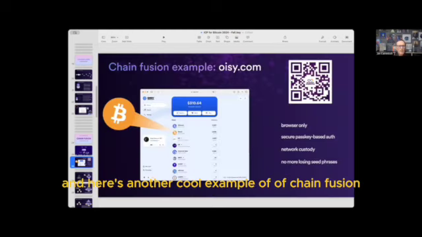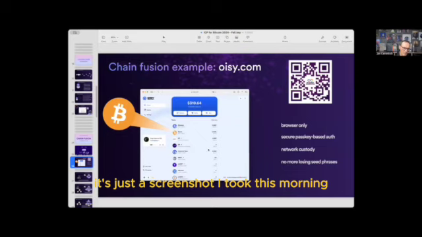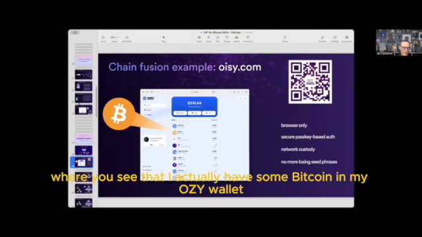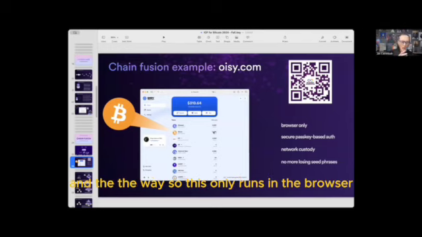And here's another cool example of chain fusion. It's oisy.com, another URL of a smart contract. So this is a smart contract that actually is a wallet. And you see here, just a screenshot that I took this morning, where you see that I actually have some Bitcoin in my OISY wallet. Not so much, unfortunately, but the point is it has Bitcoin, right? And this only runs in the browser. I don't have to download anything.